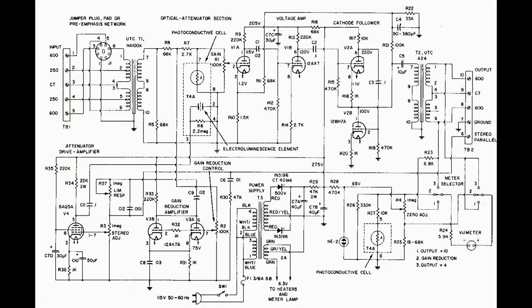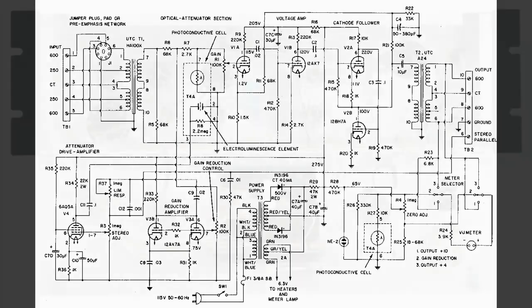It is widely recognized as being the first opto-compressor on the market, using an electroluminescent panel that increases in brightness as the input source becomes louder. A photoresistor cell then responds to the light and reduces the gain of the audio depending on the brightness.